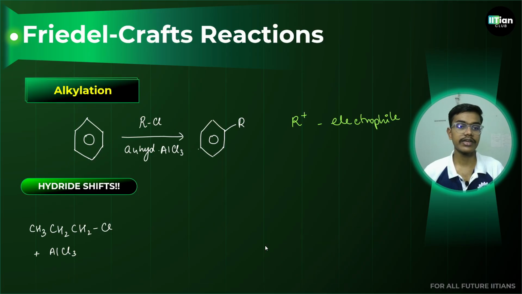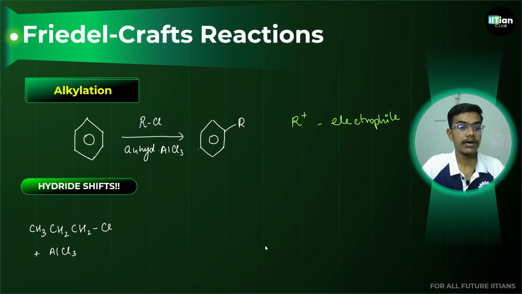Friedel-Crafts alkylation: you can see that you have RCl and anhydrous aluminum chloride, and this RCl gets converted to R plus, the electrophile, when it reacts with the anhydrous aluminum chloride. You can see the hydride shifts happening below. You can see an example.